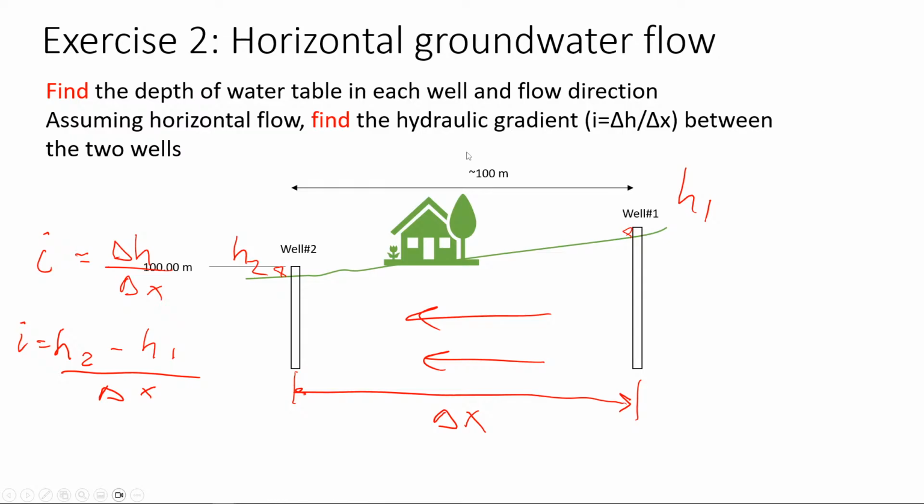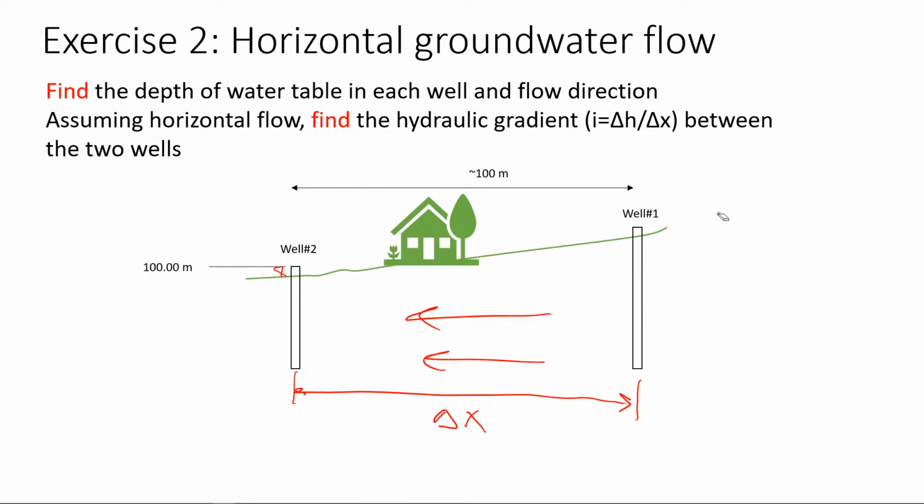Okay, here is the information that you are given. The elevation here is 100, and this one here is 102. The depth to the water is 2, and the depth to the water is 3.14.